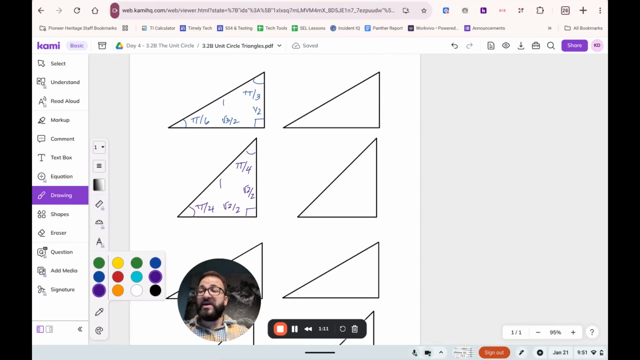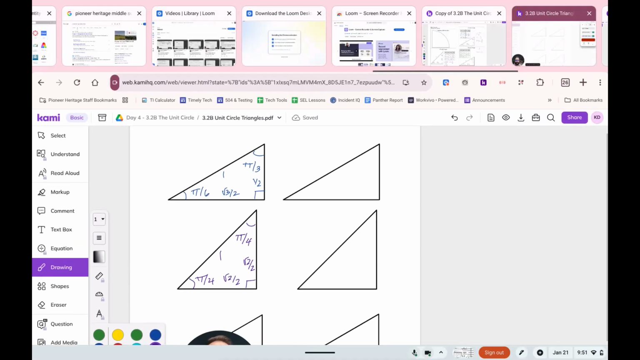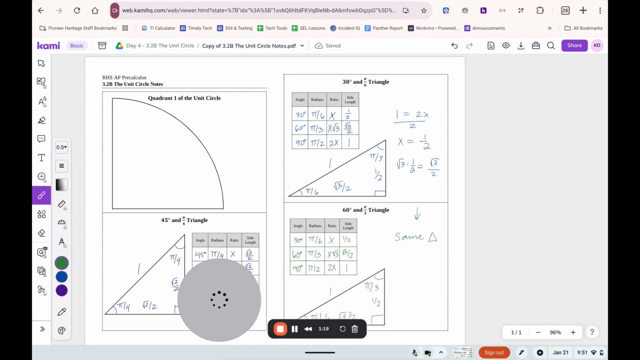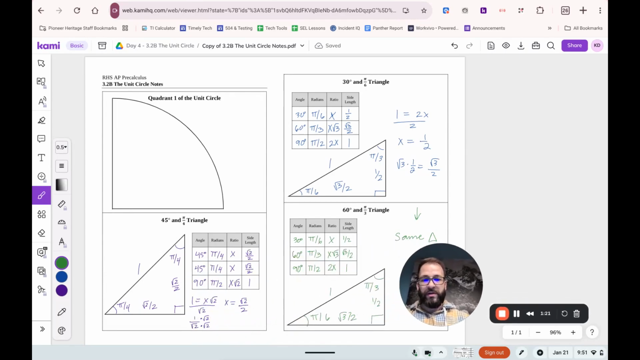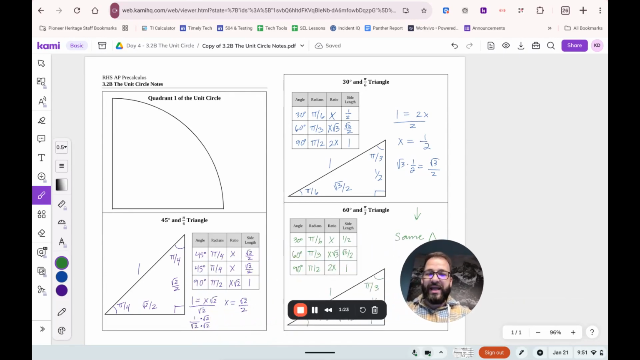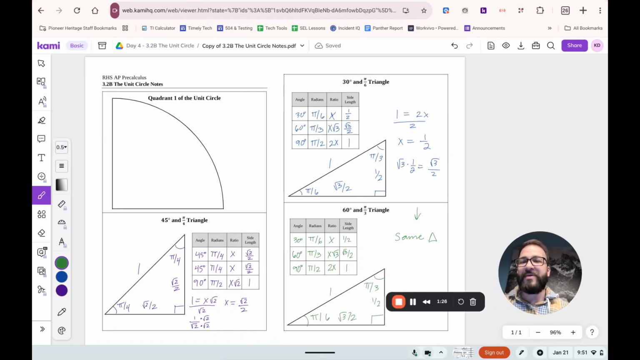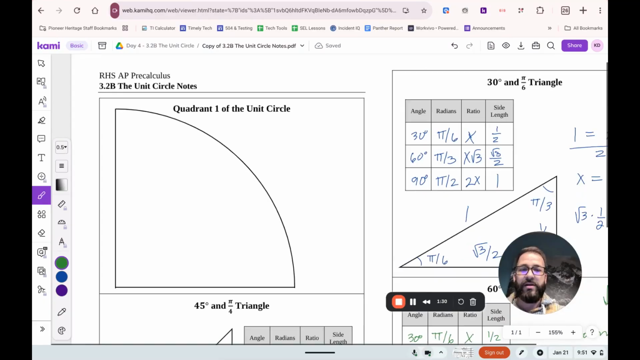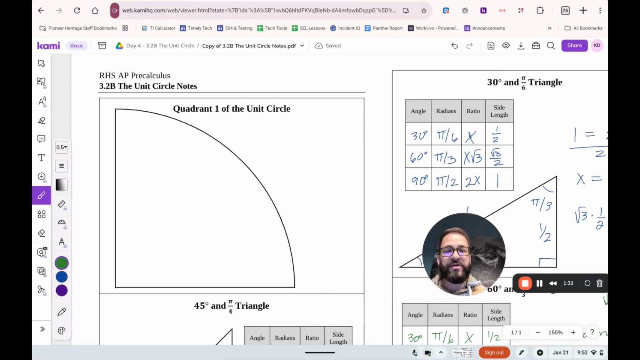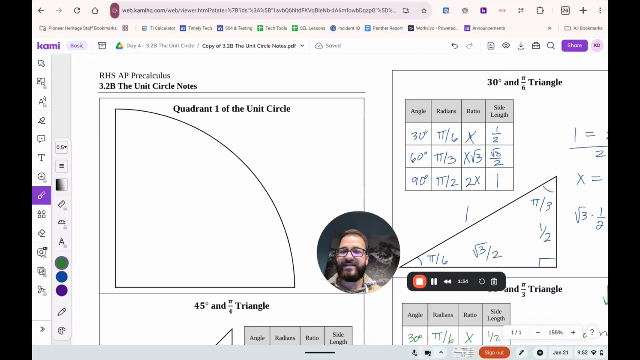Okay, and once you have them labeled, go ahead and cut out both of these triangles, and we're going to use them now to build our unit circle. So you might have been eyeing up here in the top right that we have this quadrant 1 of the unit circle just sitting here. Okay, and this quadrant 1 of the unit circle is the same size as a normal unit circle, although my arc might not be perfect. I had to do it from scratch. I didn't actually measure it on a computer.